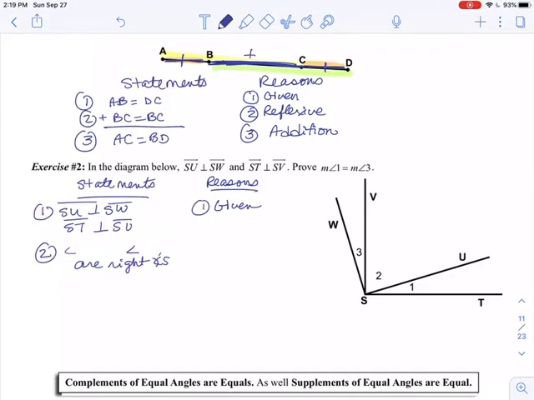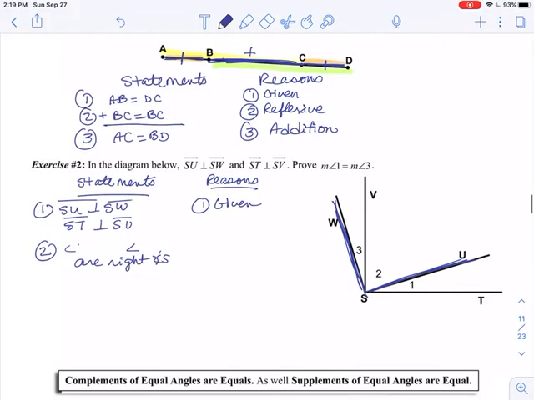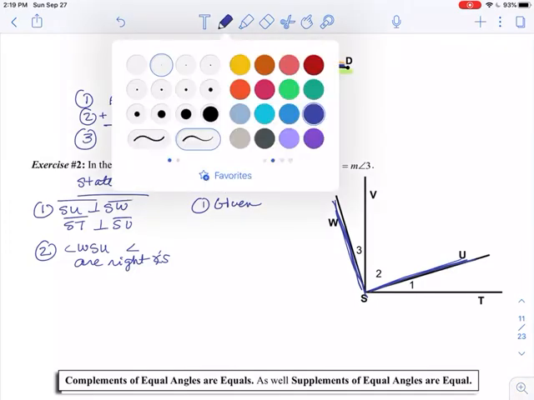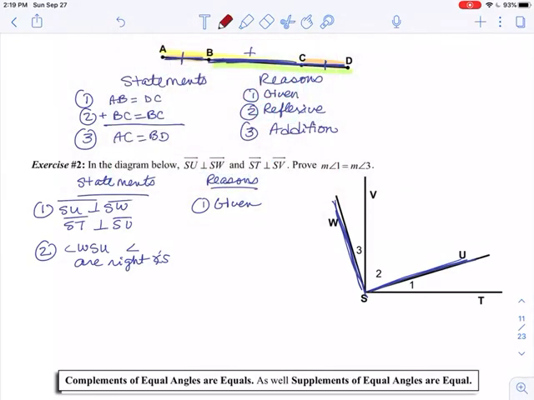So let's look at my picture to see what's a right angle. So SU, which is right here, is perpendicular to SW. So I did that in purple. So basically angle WSU is a right angle. And my second right angle is formed by ST being perpendicular to SV. So angle VST is a right angle.